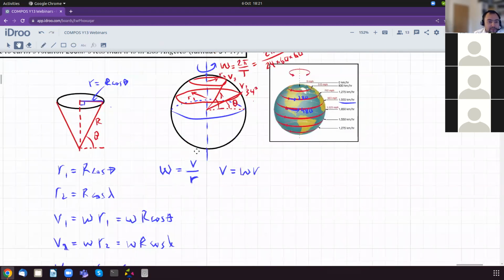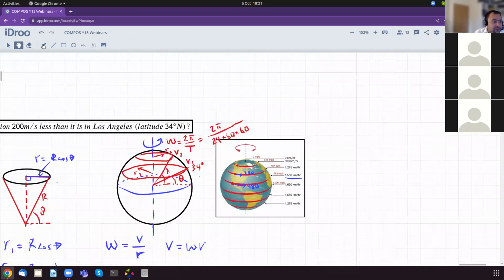Oh, sorry, I forgot to calculate omega. This is a standard result: 2 pi divided by 24 times 60 times 60, which is 7.27 times 10 to the minus 5 radians per second.